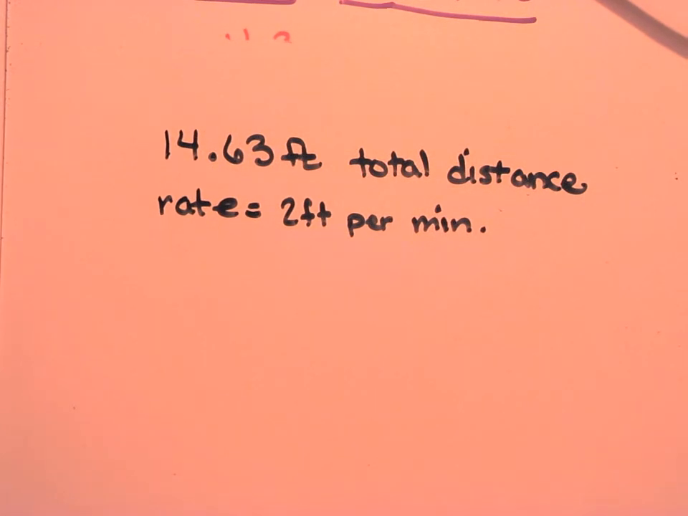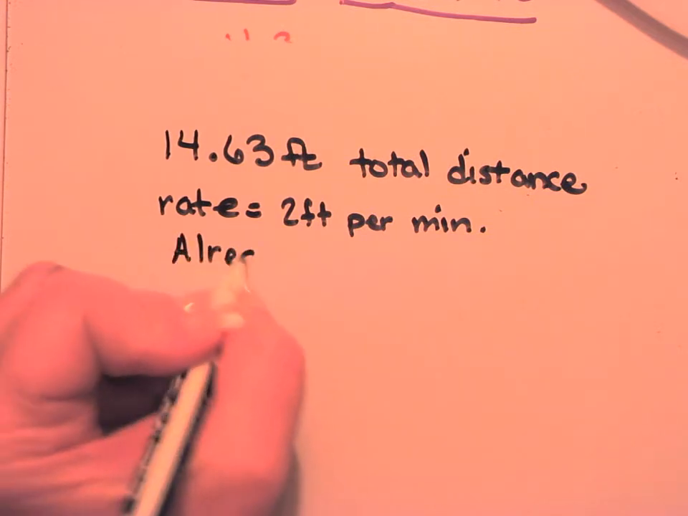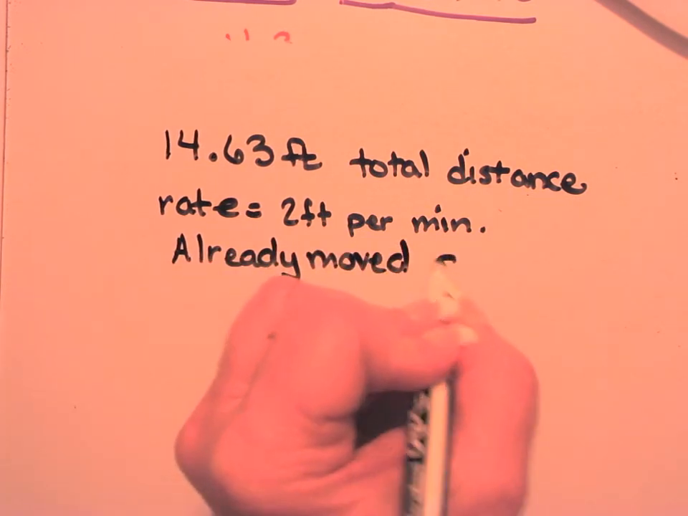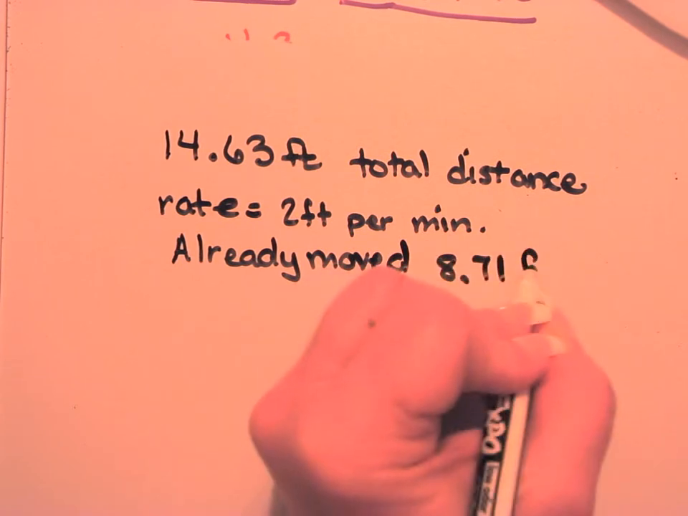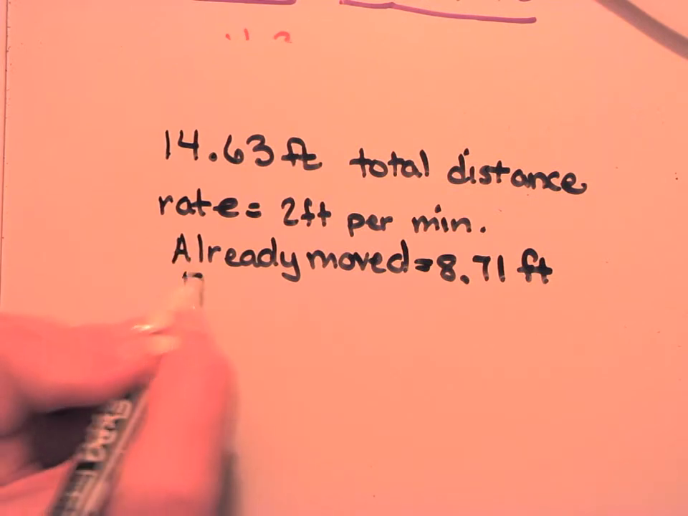Going on to the next sentence, the snail has already moved 8 and 71 feet. Already moved 8.71 feet, or 8 and 71 hundredths. Estimate the length of time it will take the snail to move the remainder of the distance. So we want to see how much time it will take. We're looking for time.